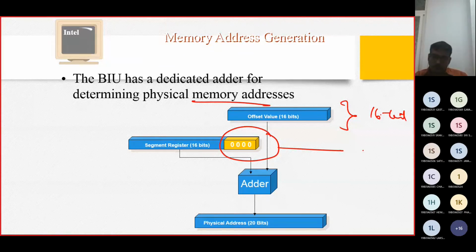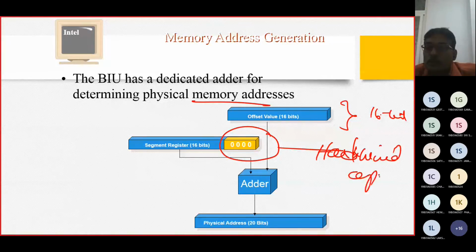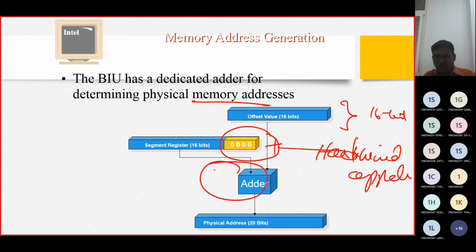We call this a hardwired approach. So 4 bits of zeros are added. How can I get these 4 bits of zeros? I can get this with the segment word, and finally we get the physical address, which is going to be of 20 bits.